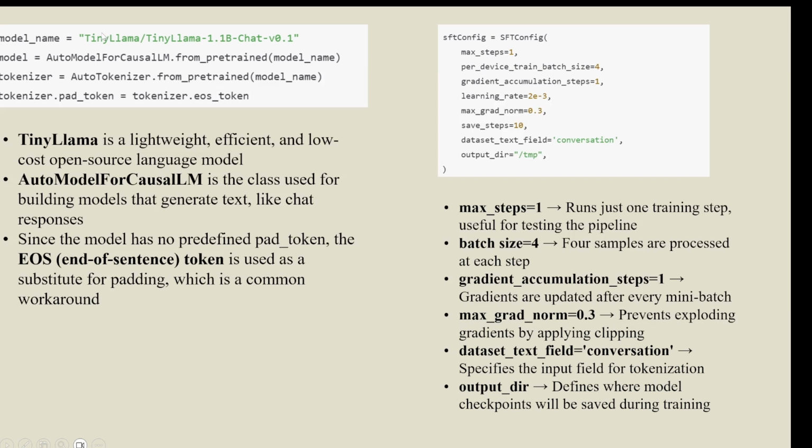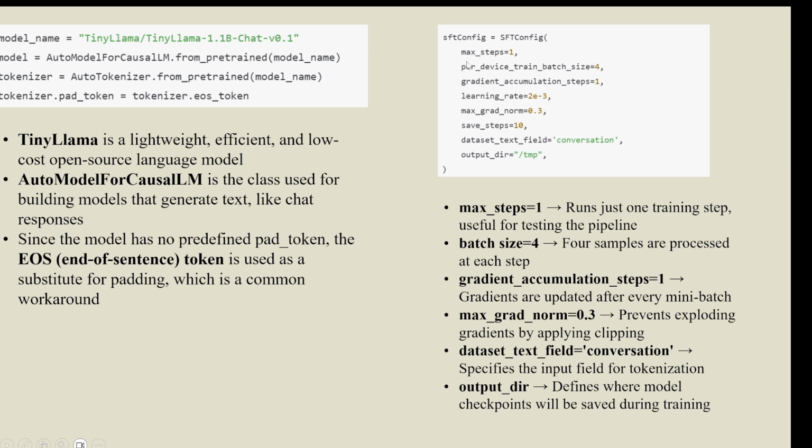Llama is a lightweight, efficient, and low-cost open-source language model. AutoModelForCausalLM is the class used for building models that generate text like chat responses. Since the model has no predefined PAD token, the EOS token is used as a substitute for padding, which is a common workaround.